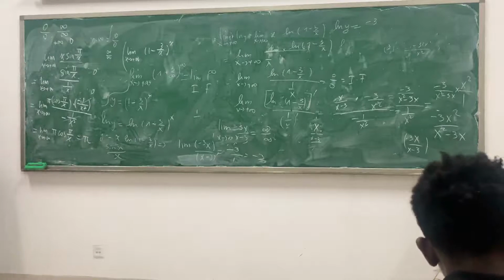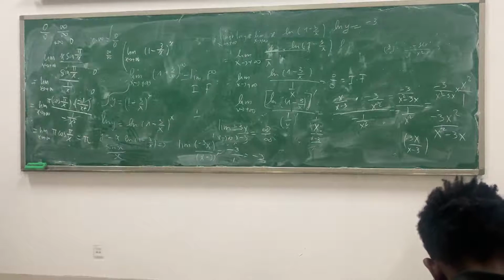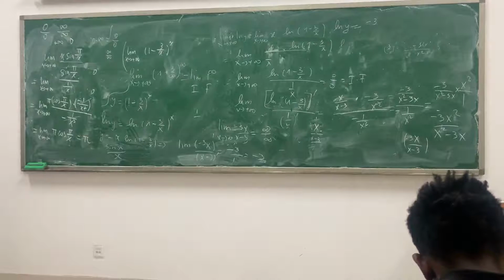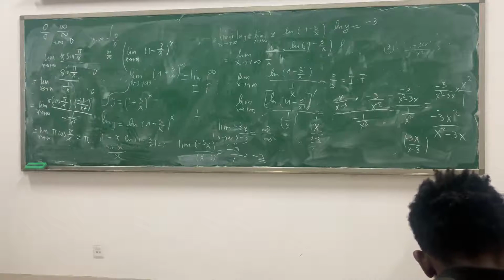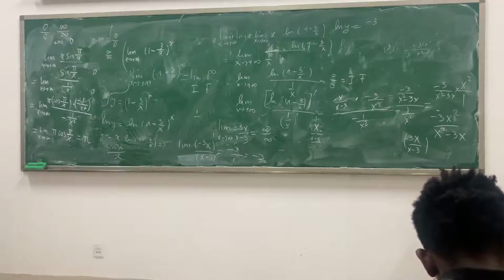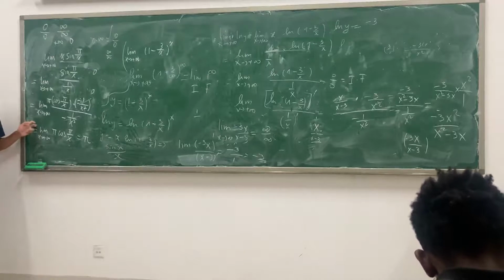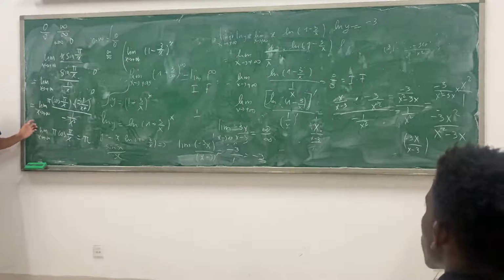So keep in mind, 0 times infinity, you must transform it to 0 by 0 or infinity by infinity, and then you can use L'Hopital's rule. So keep in mind.